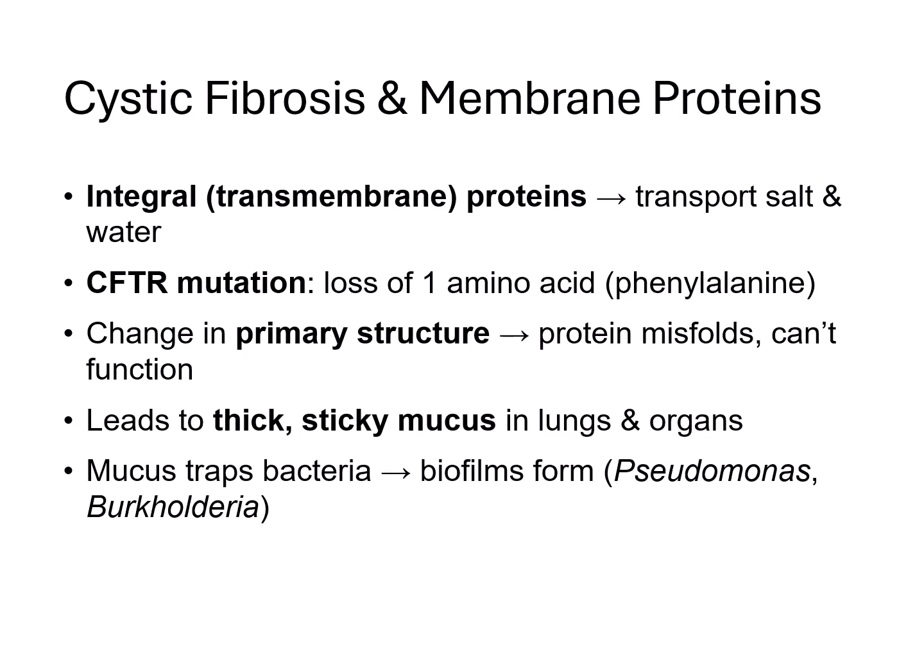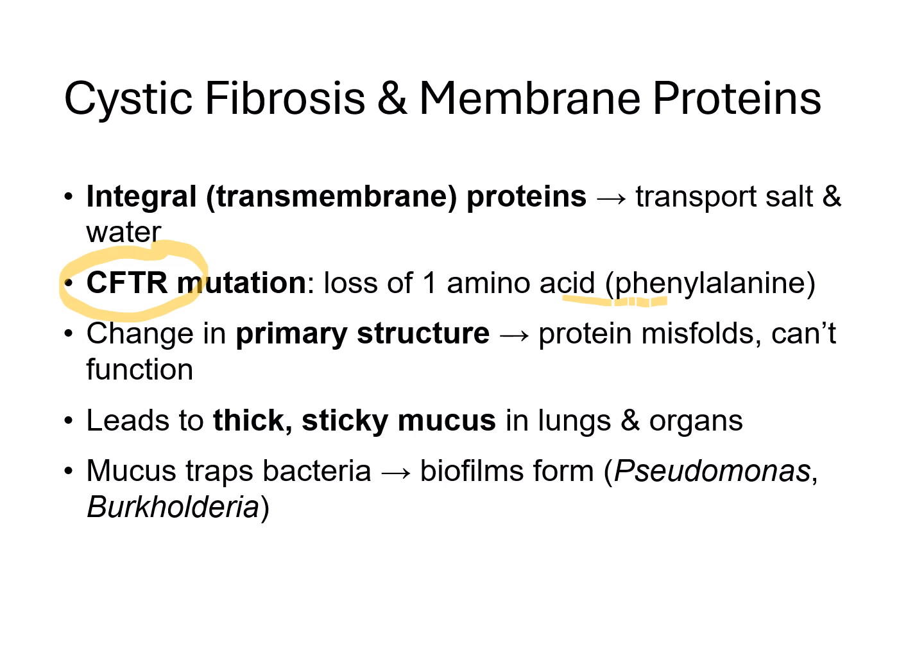Cystic fibrosis is caused by a mutation in a membrane transport protein called CFTR. This actually stands for cystic fibrosis transmembrane conductance regulator. Losing just one amino acid, which is phenylalanine in this case, changes the primary structure. The protein will misfold, and it won't transport salt and water like it usually does. As a result, thick mucus will build up in the lungs and organs, which can trap bacteria very easily.